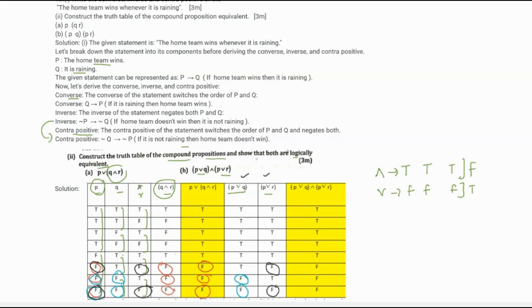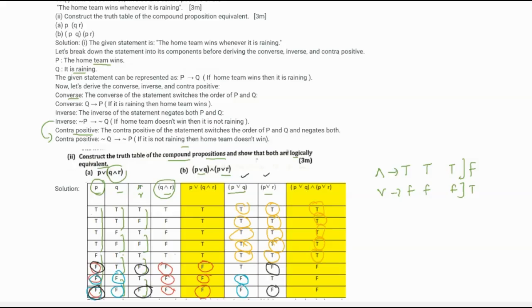The condition is AND, T and T, it is true. We'll be checking for T and T, it is true. So yes, it is T and T, true. T and T, it is T.